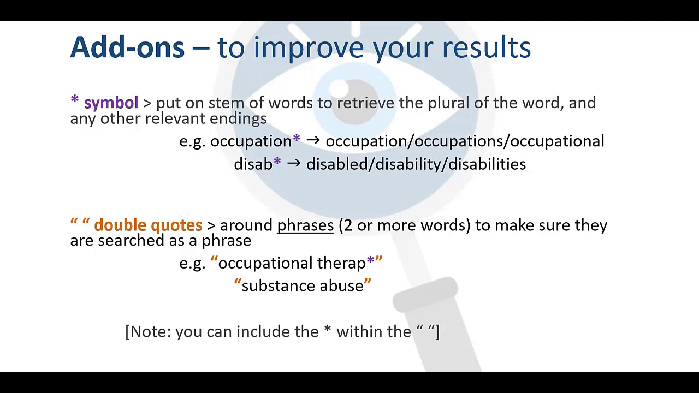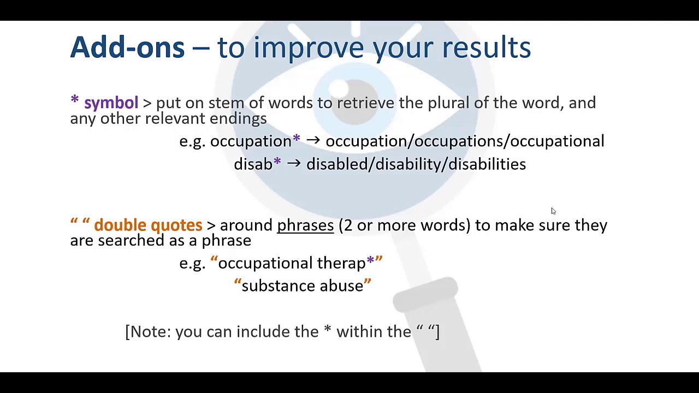These are some extra features that you can use with your keywords and synonyms to improve your results, and I hope that you have come across these in the past. So we've got the asterisk symbol, which you can put on the stem of words, and that will retrieve not only the plural of the word, but also other relevant endings. And you can see examples with occupation and disabled.